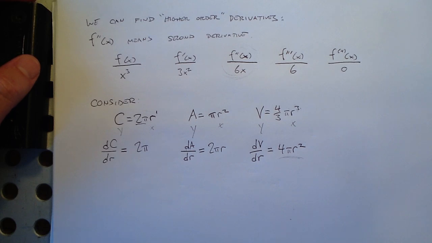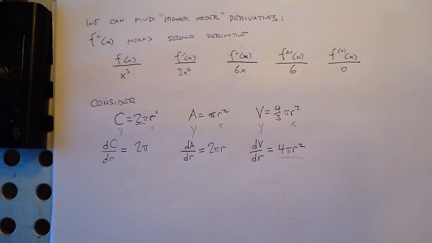And that is all you need to know for section 3.3. Of course, you can still find equations for tangent lines now. That's something else that you might be asked to do. This just gives you a faster way to do it compared to what we were doing in sections 3.1 and 3.2.